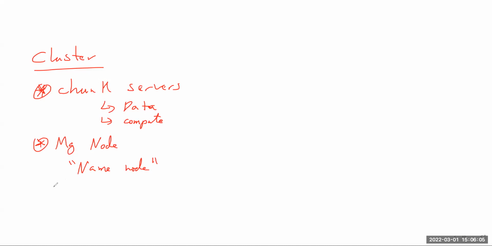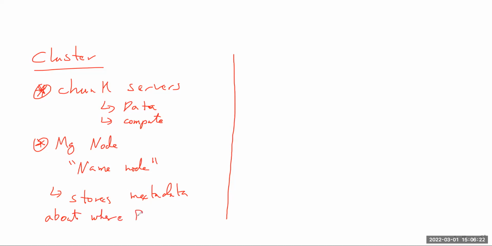So what does this one do? The management node stores metadata about where files are stored, you know, the individual chunks. It knows also the job that needs to be run, and then it's in charge of distributing all of that and aggregating the information. And the management node can also be replicated, right? So it can be replicated as well, which makes sense.